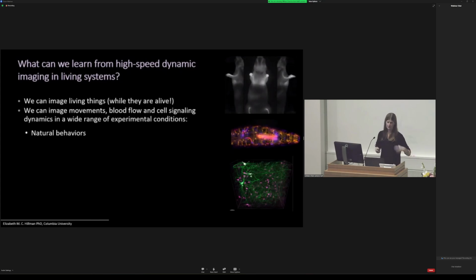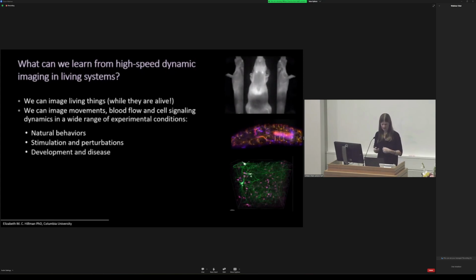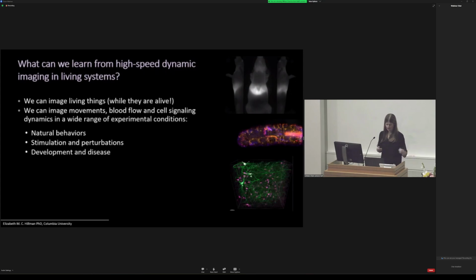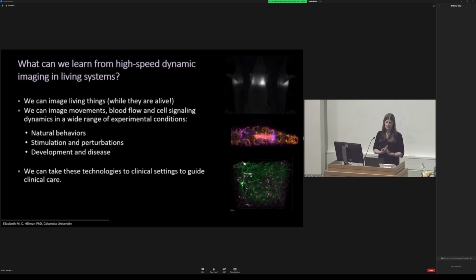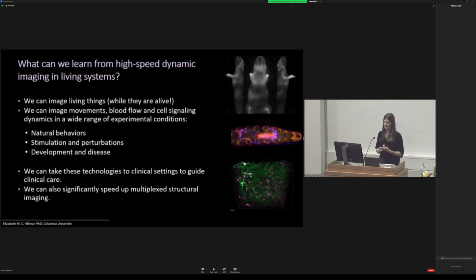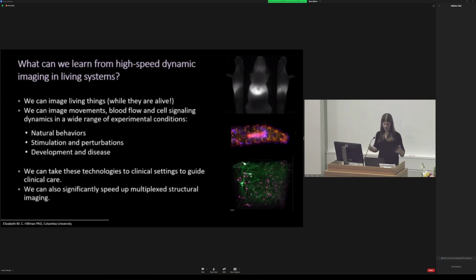We can introduce stimuli, perturbations, whatever you like, and we can also look at things like development and disease states. We can take these technologies to clinical settings and guide clinical care, and we can also use these to do this very, very large-scale exploration of structural and molecular genetic features, again, on this very holistic scale.